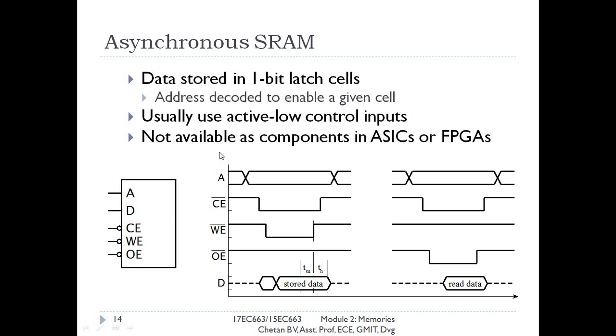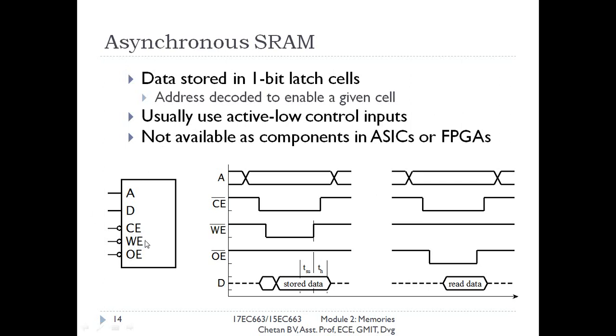So these asynchronous static RAMs, as they have bidirectional inputs, cannot be used as components in ASICs and FPGAs. Coming to the block or component, it has address lines, data lines which are bidirectional, and an active low chip enable. So you need to apply 0 here for performing read or write operation.